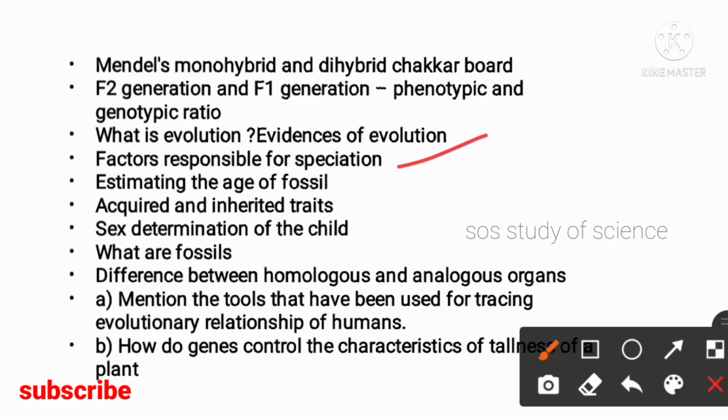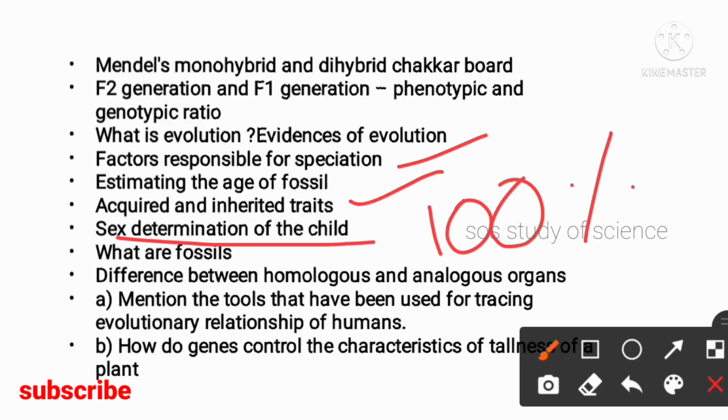Next, this concept is also frequently asked: acquired traits and inherited traits. Okay, they may not ask directly, they can ask like this: acquired traits cannot be inherited. What is the reason? So these kinds of questions you can definitely expect in the preparatory examination as well. Definitely this concept you can expect 100% because in most of the question papers I have seen. If not the checkerboard, definitely this. If not this, you can expect the tools of evolutionary relationship between humans. That means you can expect questions like: mention the tools that have been used for tracing the evolutionary relationship of humans. Or you can expect the difference between homologous and analogous organs.